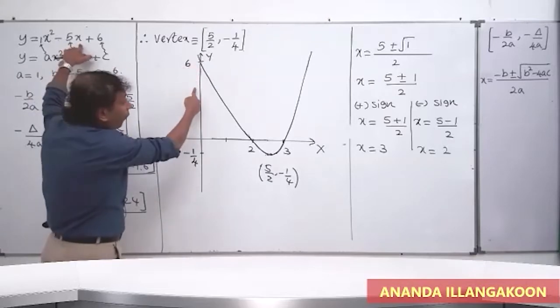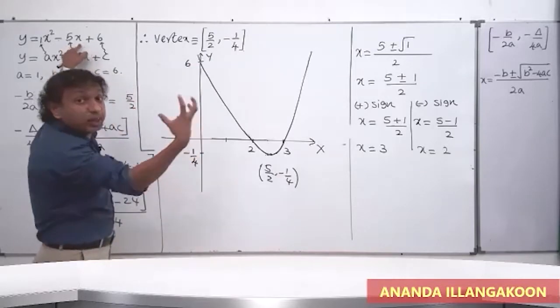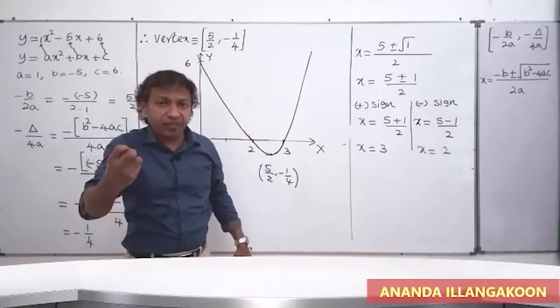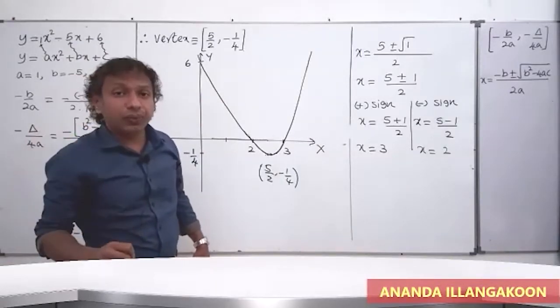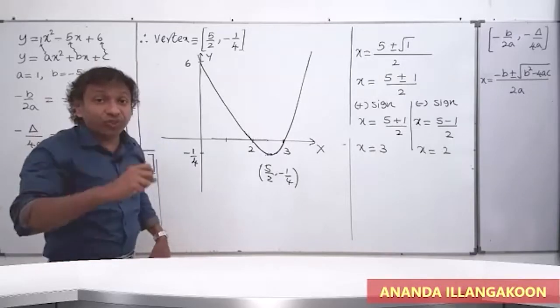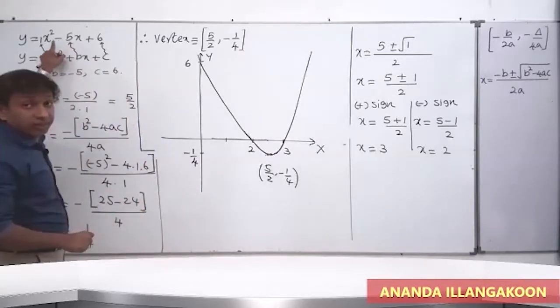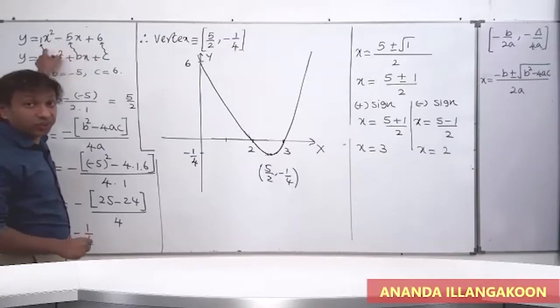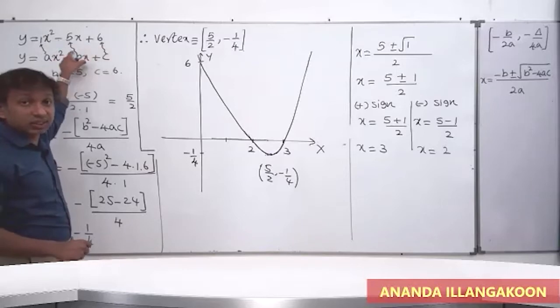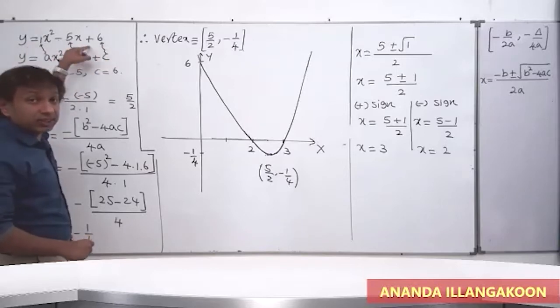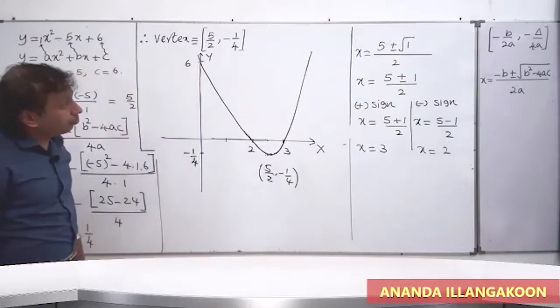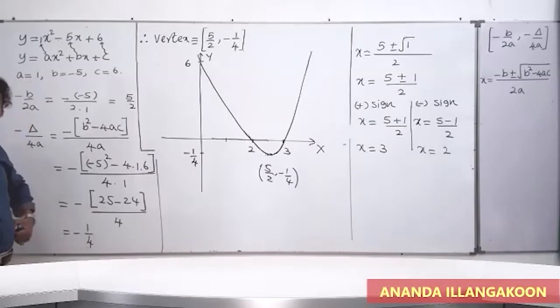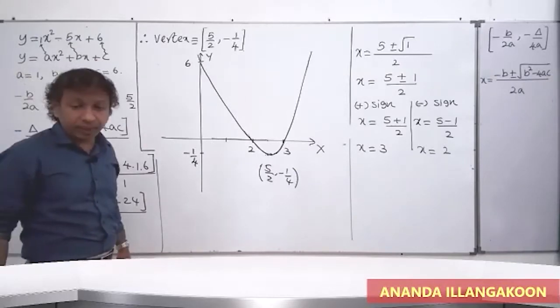Why? On the y-axis, when we consider any point, people, in that point the x coordinate is 0. Therefore, put 0 here and here. 0 squared is 0. Minus 5 into 0, 0. 0 minus 0 is 0. 6 is here. 0 plus 6 is 6. Y is 6, this point. Okay, no? Right.